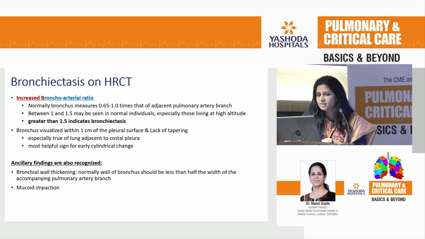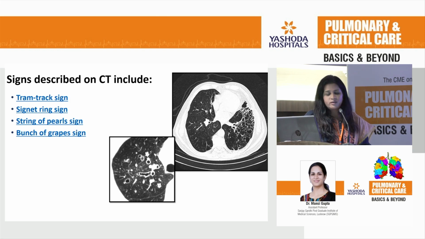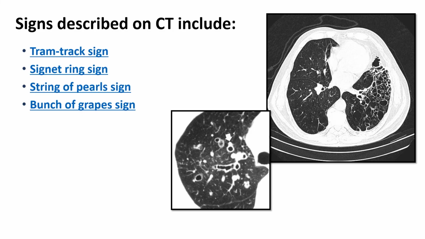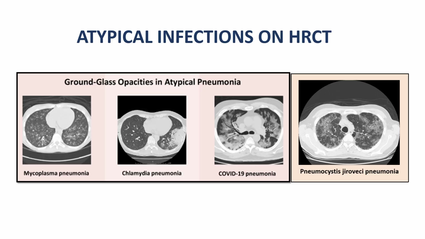So bronchiectasis is basically, I'm just going to show the CT findings of bronchiectasis. You have a tram track sign, signet ring sign, this is signet ring sign, string of pearls sign, and bunch of grapes as seen in this CT scan. And how do atypical infections look on CT? These are GGOs like in mycoplasma, chlamydia, COVID-19, and pneumocystis, which is upper lobe predominant GGOs.